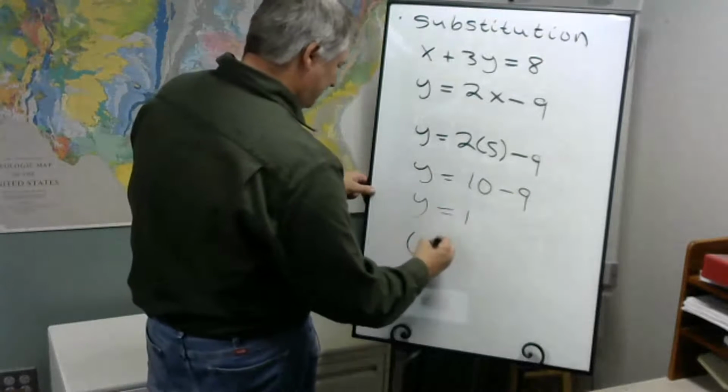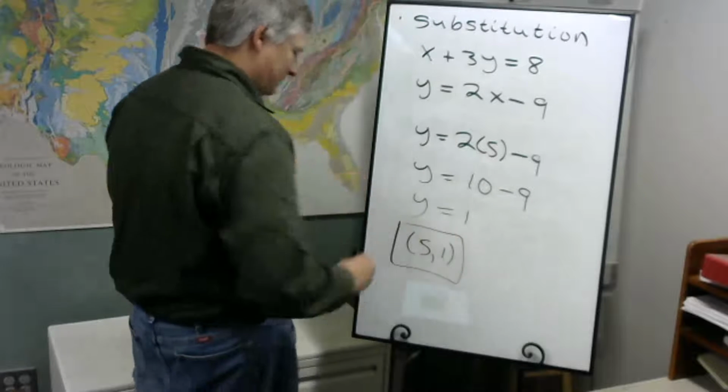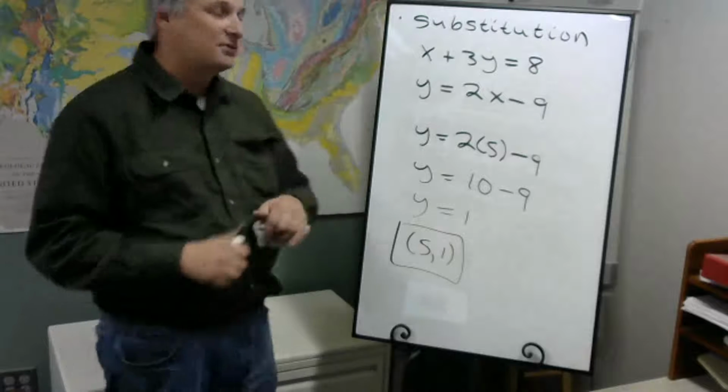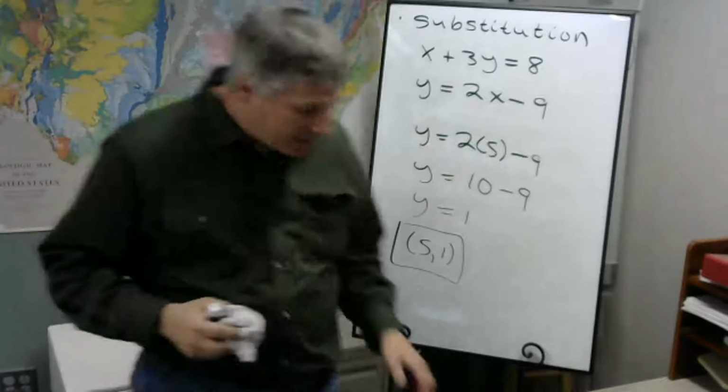So we have 5, comma 1. And so that's the solution to that system. So that's the method of substitution. Now you might have to solve for y first. Sometimes that does happen, so just keep that in mind.